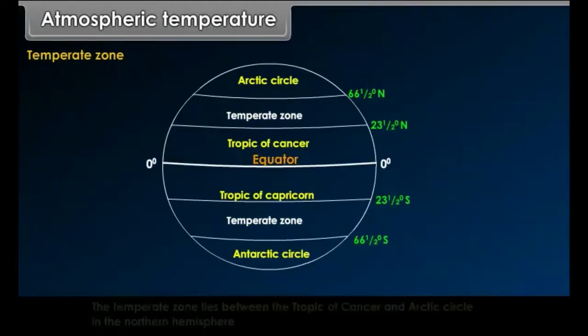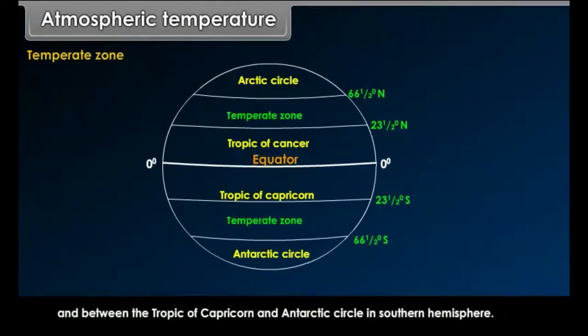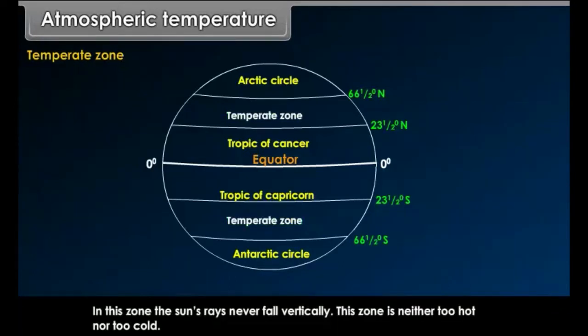Temperate Zone. The Temperate Zone lies between the Tropic of Cancer and Arctic Circle in the Northern Hemisphere and between the Tropic of Capricorn and Antarctic Circle in the Southern Hemisphere. In this zone, the sun's rays never fall vertically. This zone is neither too hot nor too cold.